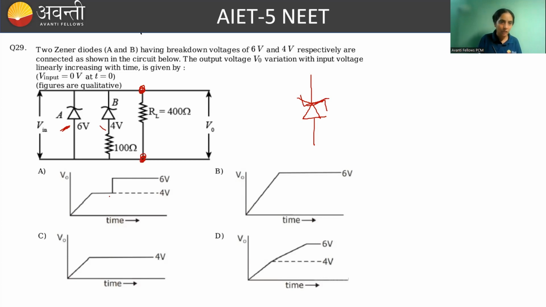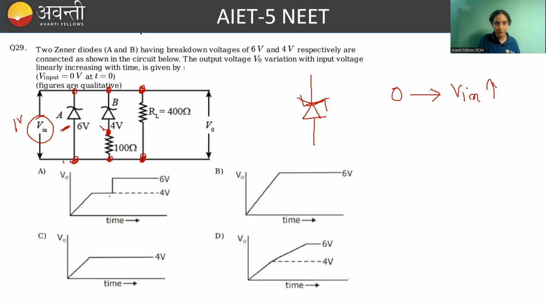How will it change? Suppose V in is changing from 0, so V in is increasing from 0. Then what will happen? As it becomes 1 volt, across it voltage will be 1 volt. So across this Zener diode the voltage will increase up to what? 4 volt. But this branch also has some resistance.